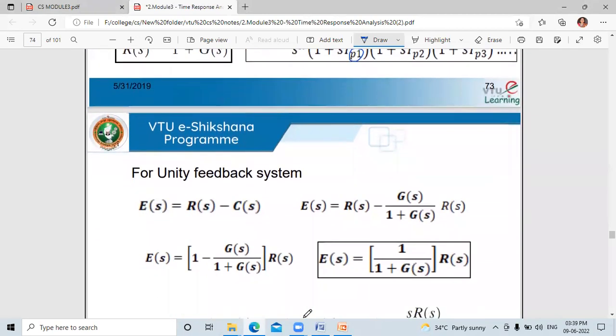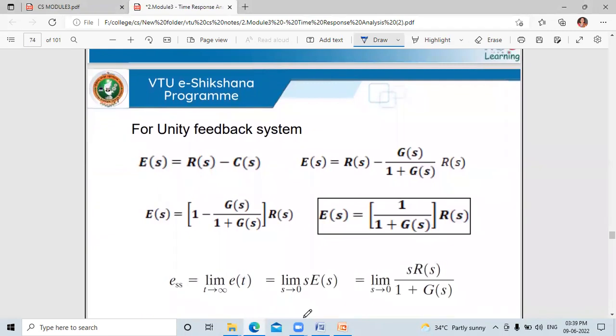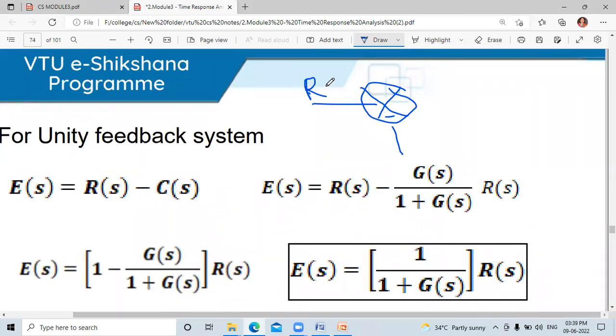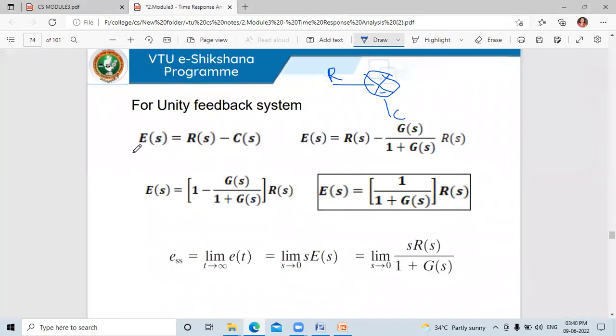For a unity feedback system, we can write E of S equals R of S minus C of S. This is the summing point. Here is R of S and this is C of S, with a minus sign here. So R of S minus C of S is the value of E of S, the output of the summing point. Okay.